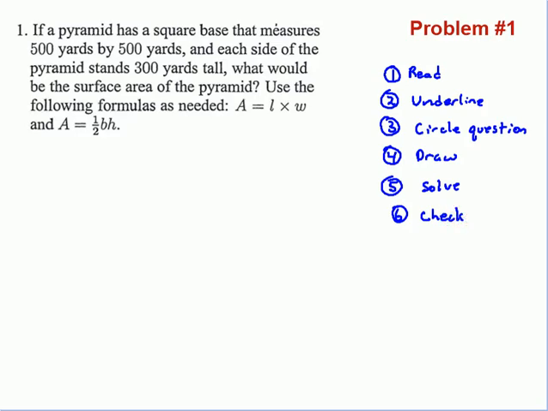If a pyramid, hey, that's important, it's a pyramid, has a square base, that's important too, not a triangular base, that measures 500 yards by 500 yards, that's really important, and each side of the pyramid stands 300 yards tall, so the sides are 300 yards tall. What would be the surface area of the pyramid? We're being asked to find the surface area, so I'm going to circle my question.